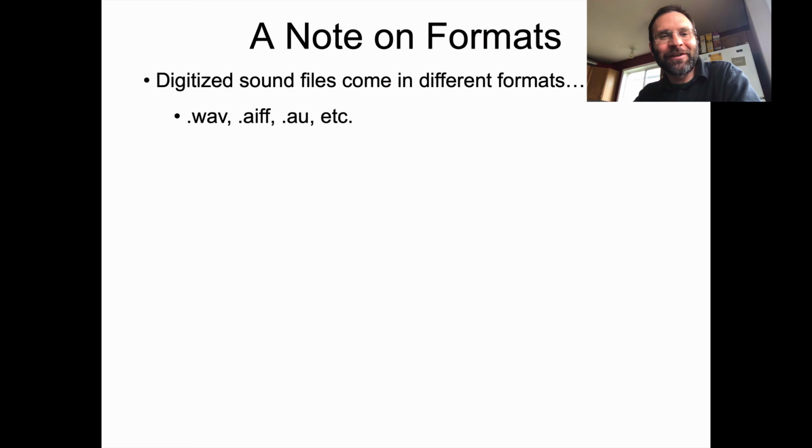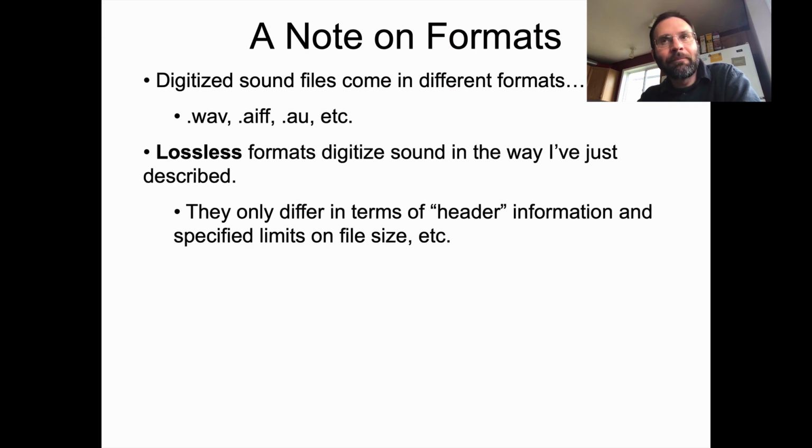But digitized sound files come in different formats. You may have noticed this. In Praat, you can save sound files in WAV format, AIFF. AU is a format that used to be relatively popular. Either way, there are a lot of different digital sound file formats. What does it matter to you? These appear like WAV and AIFF. WAV is sort of a PC format, and AIFF is sort of a Mac proprietary format.